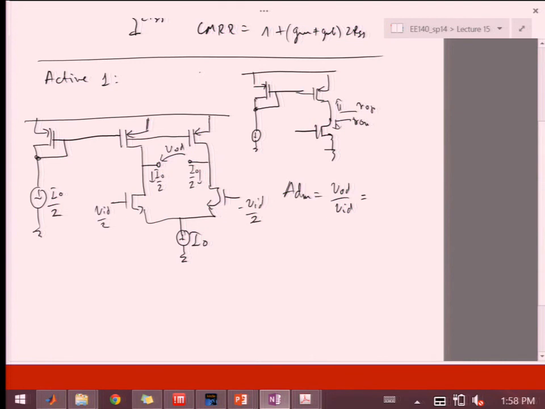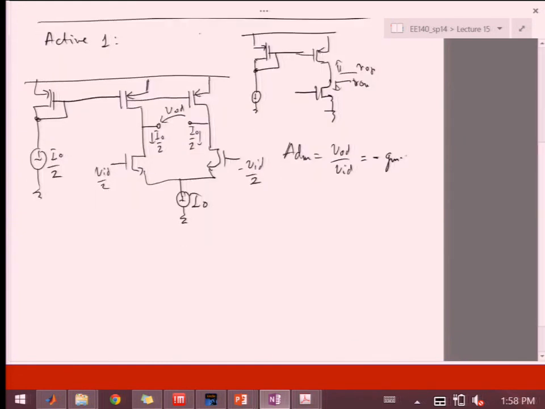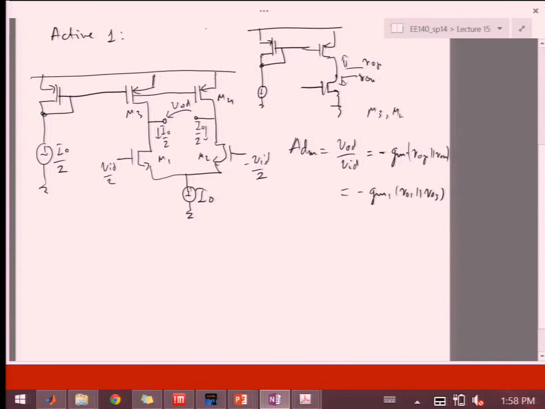Okay, so you're saying it will be minus GM times some R0. So roughly RO divided by 2 if we assume that these two have the same R0, right? Okay, so same lambda. But it will really be ROP in parallel with RON. Or we could say this is M1, M2, M3, M4. This will be minus GM1 times RO1 in parallel with RO3. We're assuming M3 and M4 identical. Okay.